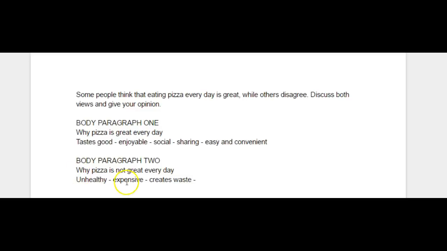So, unhealthy, let's break down unhealthy. No, wait. Okay, no, we'll leave it at that. So, given that pizza is great because it tastes good, it's enjoyable, it's social, sharing is convenient, but it's not great every day, which one of these ideas is more important? I think this one. But I think these ones are important as well. We need all of these things to make us feel nice, otherwise we get depressed.